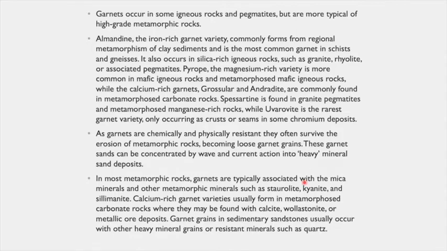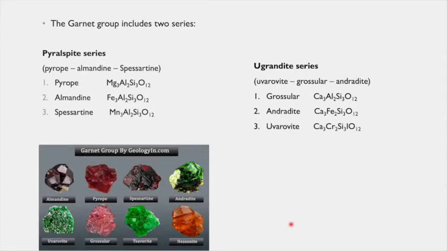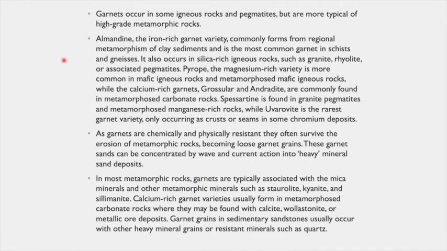Garnet grains in sedimentary sandstone usually occur with other heavy mineral grains or resistant minerals such as quartz. Now, this garnet group includes two series. One more thing I want to add here before moving to the garnet series.